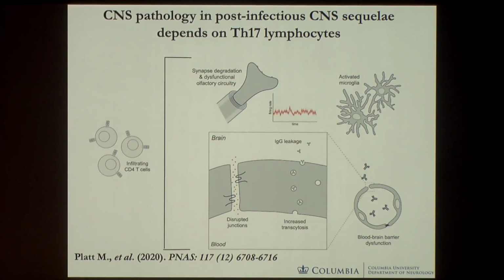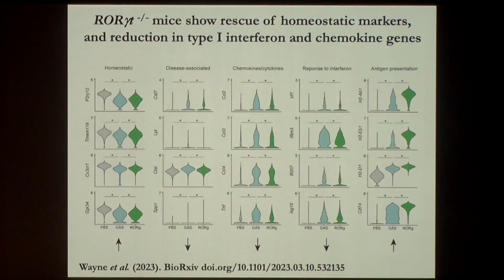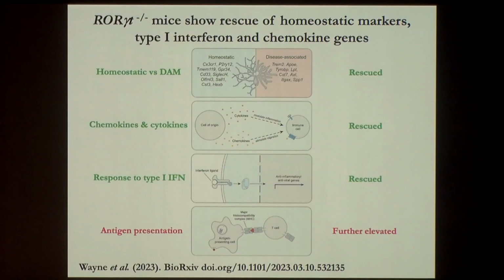Our previous work had shown that this pathology is related to the presence of Th17 lymphocytes in the brain. Work by Marian Platt, a former grad student in the lab, showed that when you ablate Th17 cells using RORγt-deficient mice, RORγt being a transcription factor required for the specification of Th17 fate, you can rescue all of this pathology. We confirmed this at the single-cell level, where in the RORγt-deficient mice you have an upregulation of homeostatic genes and a reduction in the disease-associated chemokine, cytokine, and interferon response. However, antigen presentation was off the roof, suggesting that somehow in the RORγt-deficient mice, microglia are highly expressing antigen presentation genes. This was somewhat of a surprise.